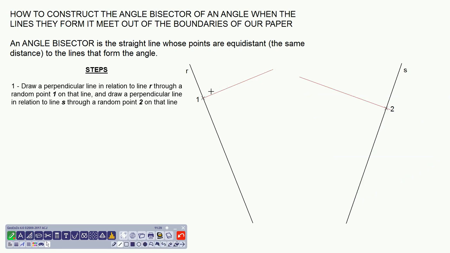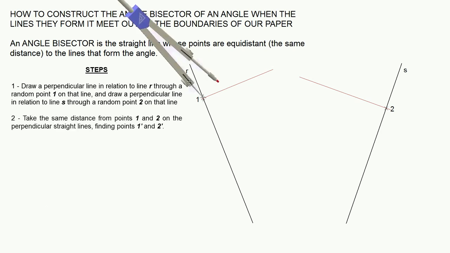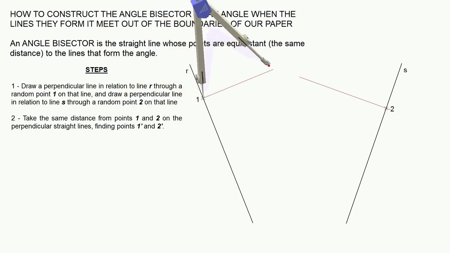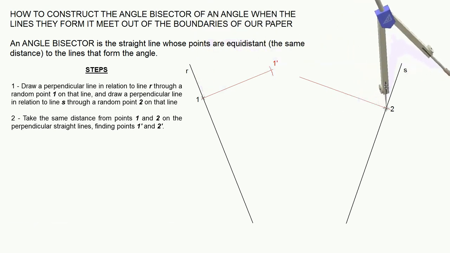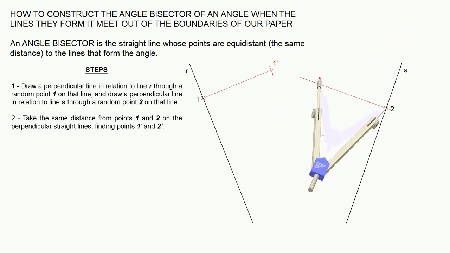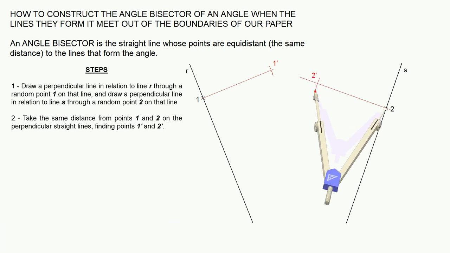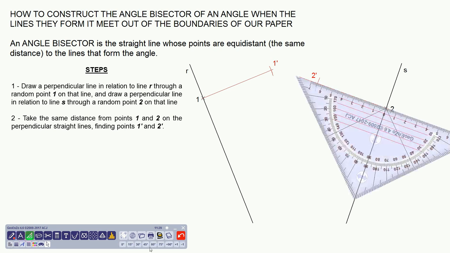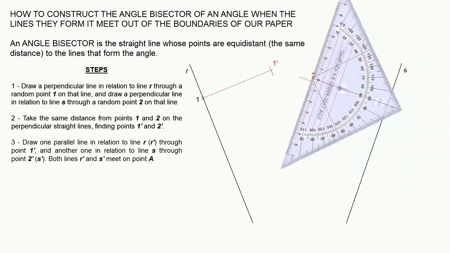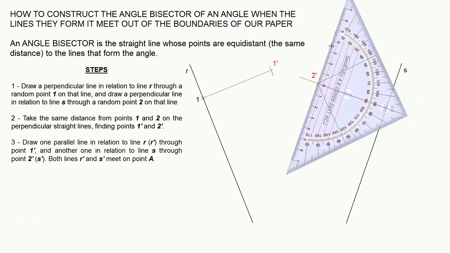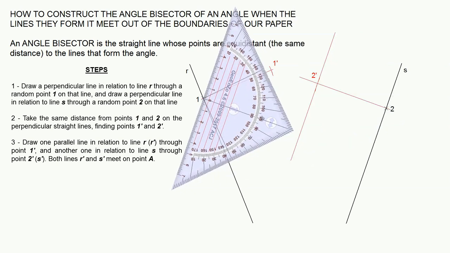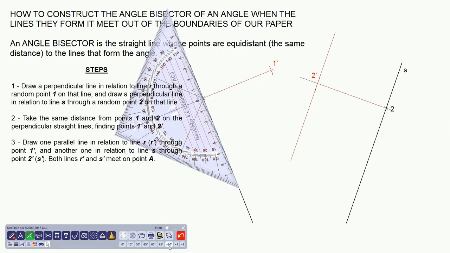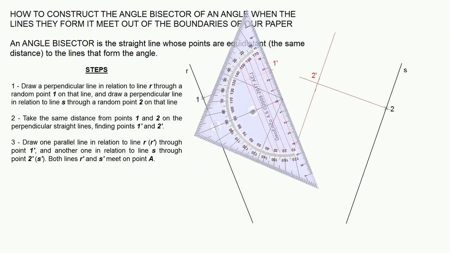Now, if I take the same distance on these lines, we will find 2 points that are the same distance, each one from both lines. This first point, point 1, is at a certain distance to line R, and this point 2 is exactly at the same distance to line S as point 1 is to line R. If we draw a parallel line to line S that goes through point 2, and I repeat the operation, drawing a parallel line in relation to line R that goes through point 1, we have 2 parallel lines, each of which is at the same distance to each line.